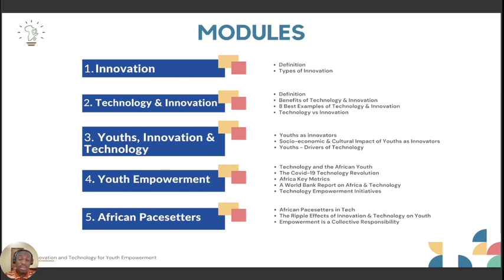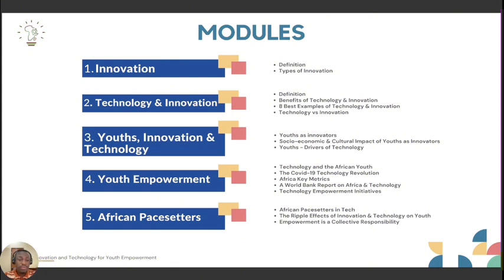Then in module 3, we'll be looking at youth, innovation, and technology, where we look at youths as innovators, look at the socioeconomic and cultural impact of youths as innovators, and finally, youths as drivers of technology. Then in module 4, we're looking at youth empowerment, where we'll dive into technology and the African youths. We'll look at the COVID-19 technology revolution. Also look at some key African metrics. I also look at the reports by the World Bank on Africa and technology. Then finally, we would look at technology empowerment initiatives.